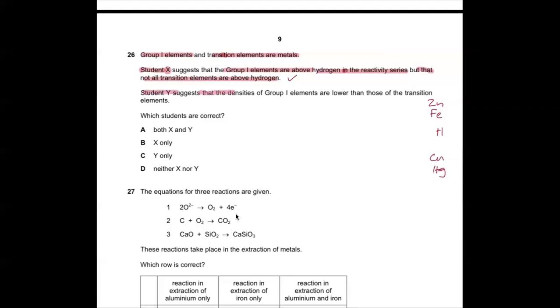Student Y suggests that the densities of group 1 elements are lower than those of transition elements. Yes, because group 1 are softer metals, if you recall. So student Y is correct as well. So which students are correct? Both X and Y. X only is wrong, C. Y only is wrong, D. Neither X nor Y is wrong. So A is the correct answer. Okay. Now MCQ number 27.